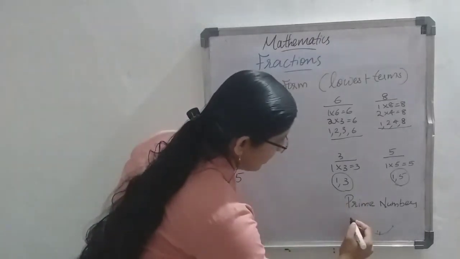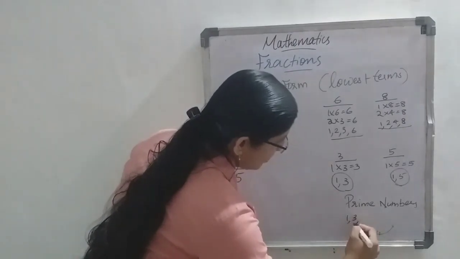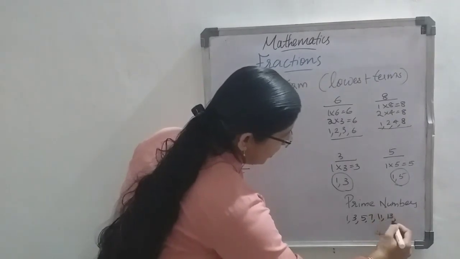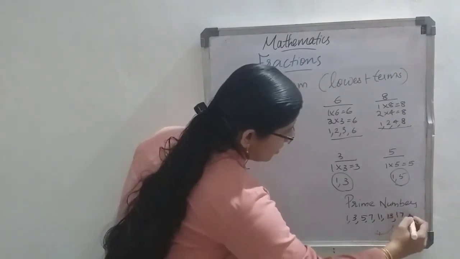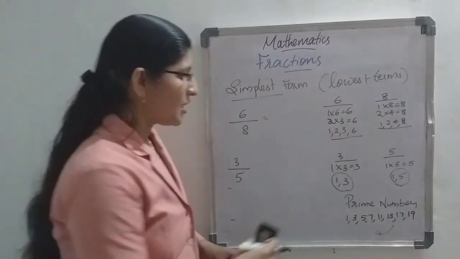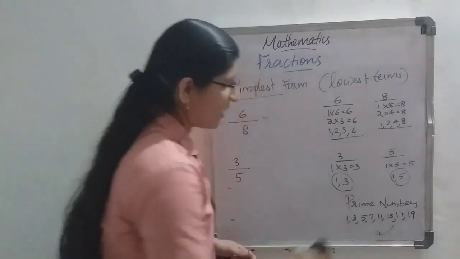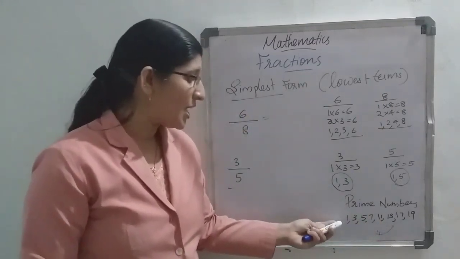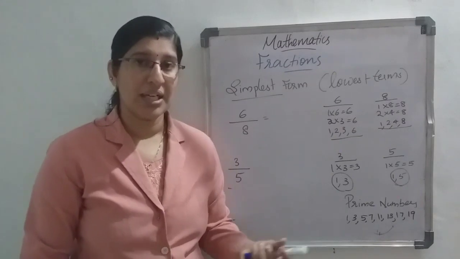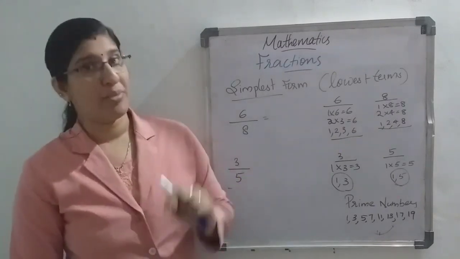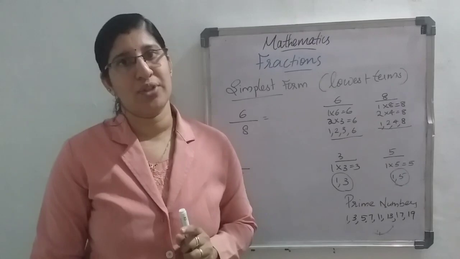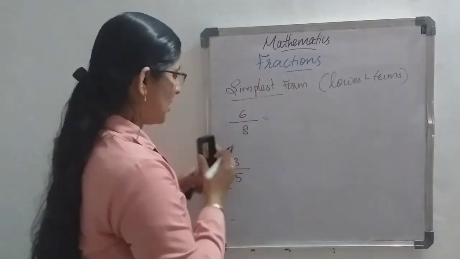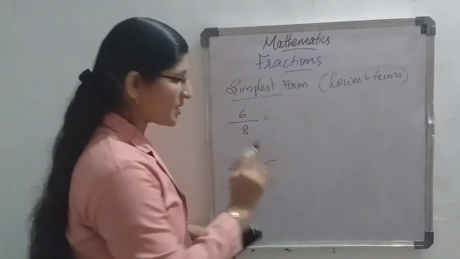We can say prime numbers are 1, 3, 5, 7, 11, 13, 17, 19. It will go like that. So just keep in mind 1, 3, 5, 7, 11. Whenever these numbers 1, 3, 5, 7, 11, 13 come in the numerator or denominator, that means it is the simplest form of the fraction. Clear? Okay. So here, 3 by 5: 3 is a prime number, 5 is a prime number. So this is the simplest form itself.